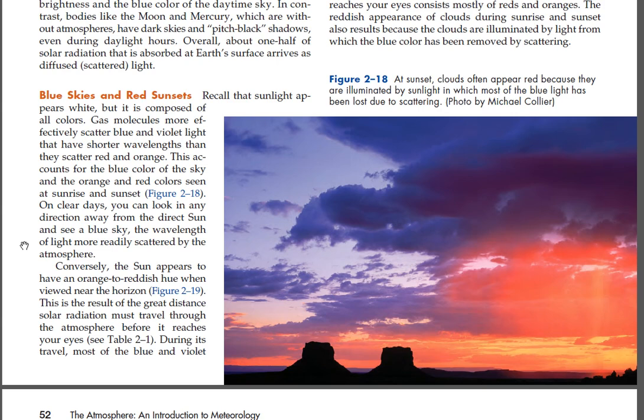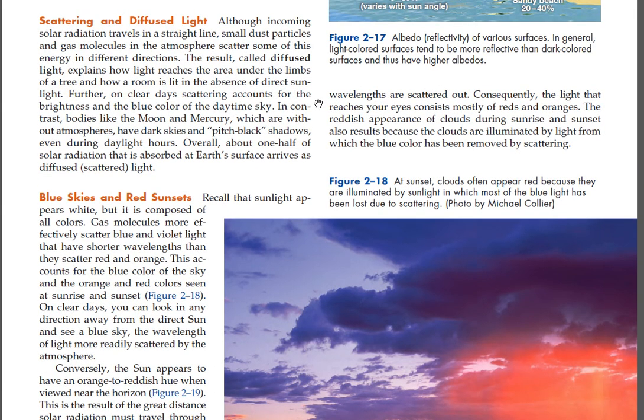Conversely, the sun appears to have an orange to reddish hue when viewed near the horizon, Figure 219. This is the result of the great distance solar radiation must travel through the atmosphere before it reaches your eyes, see Table 2.1. During its travel, most of the blue and violet wavelengths are scattered out. Consequently, the light that reaches your eyes consists mostly of reds and oranges. The reddish appearance of clouds during sunrise and sunset also results because the clouds are illuminated by light from which the blue color has been removed by scattering.